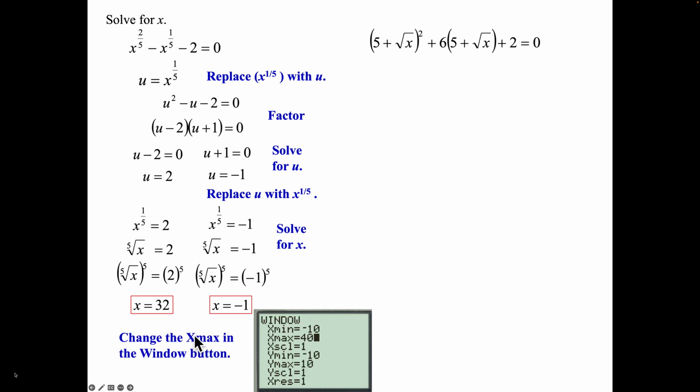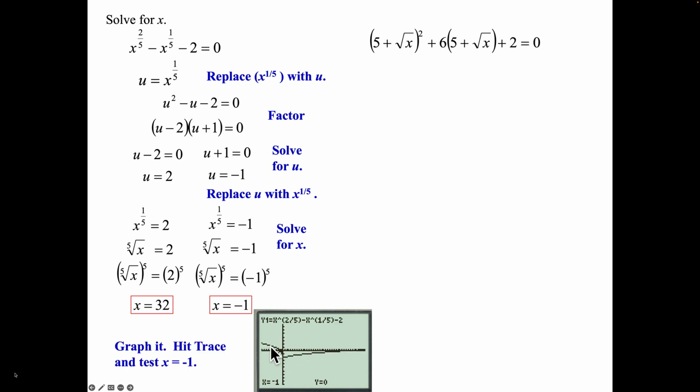Hit the graph button, but it won't fit in your standard window, so we're going to go to the window and change your x max from 10 to 40. So now when I graph it, I will see here's an x-intercept, here's an x-intercept over here. Hit your trace button, type in negative 1, notice it's equal to 0, that's what you want, and then while these numbers are on the bottom, you type in a 32. y is equal to 0 again, so now we know that both of these are correct. A great way to check these, because sometimes one of these answers will not work, and sometimes both of them don't work. We just don't know.